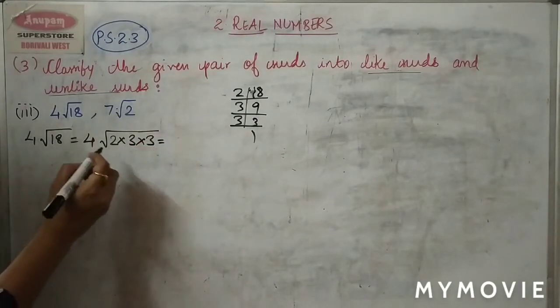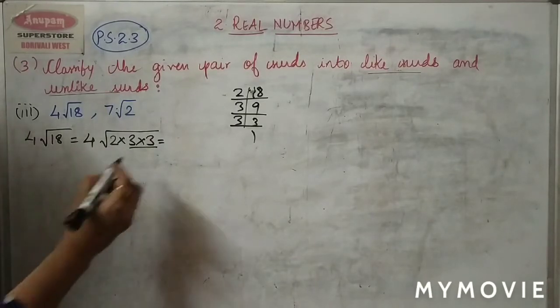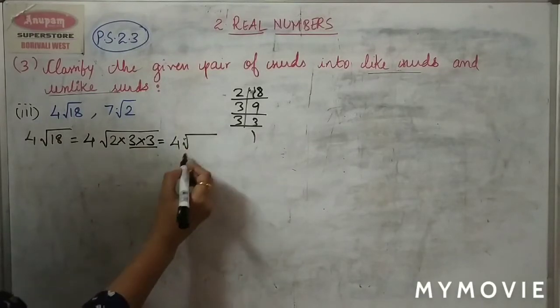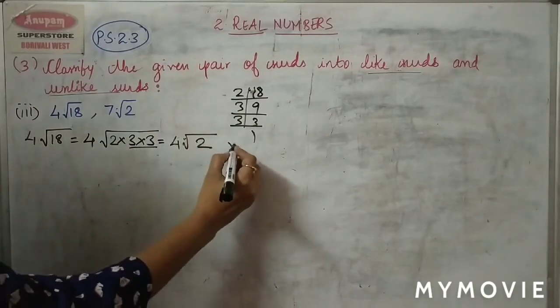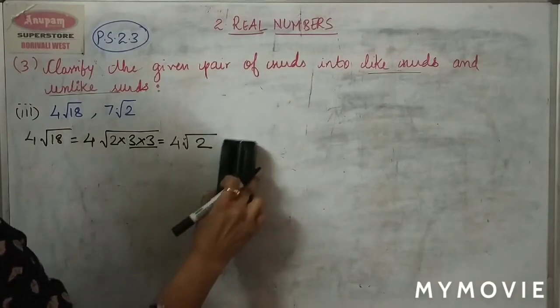Now, this is a square root, that means you have to make a pair of two similar numbers. You cannot make a pair of 2 and 3. Okay, so now this becomes 4. Inside the square root you'll have 2. And what will happen to this? Since we have a pair for this, this will remain only 3. The square root sign will disappear.